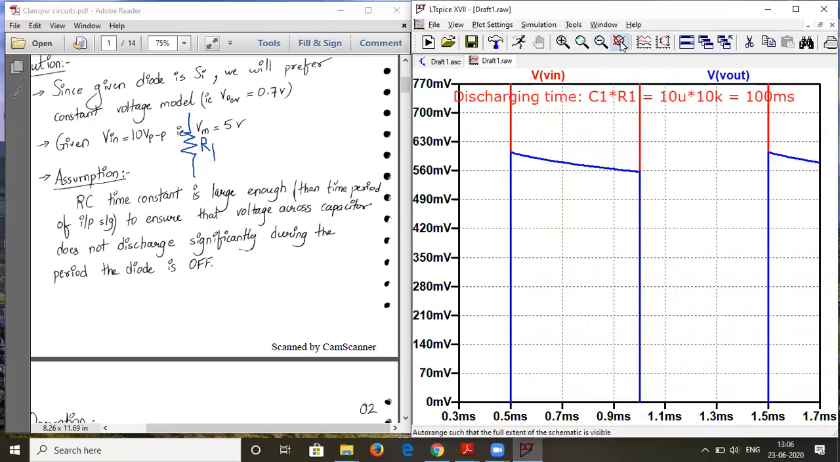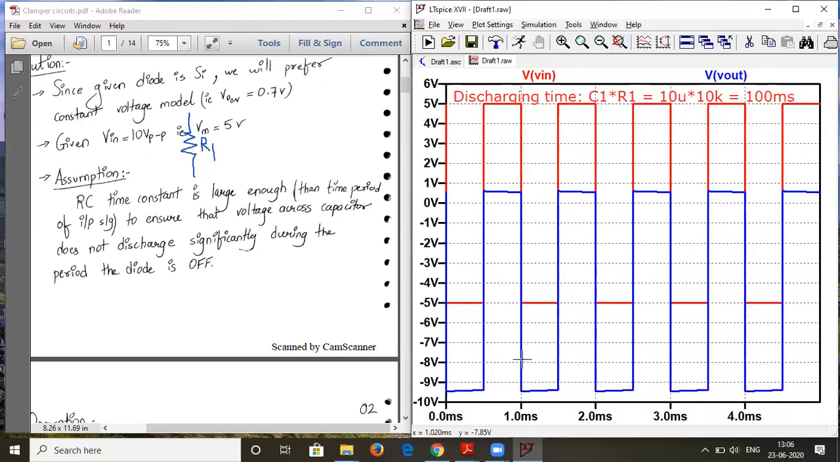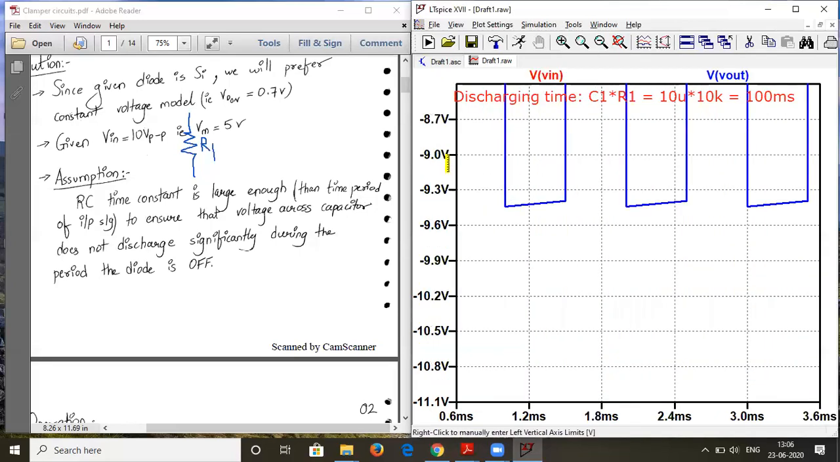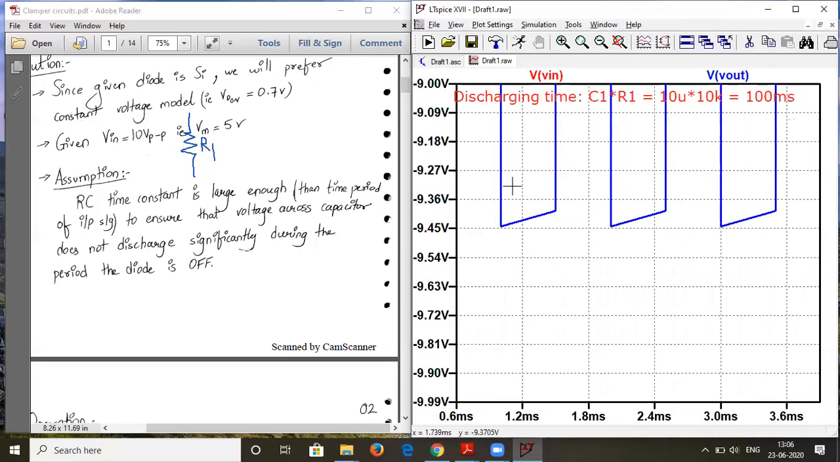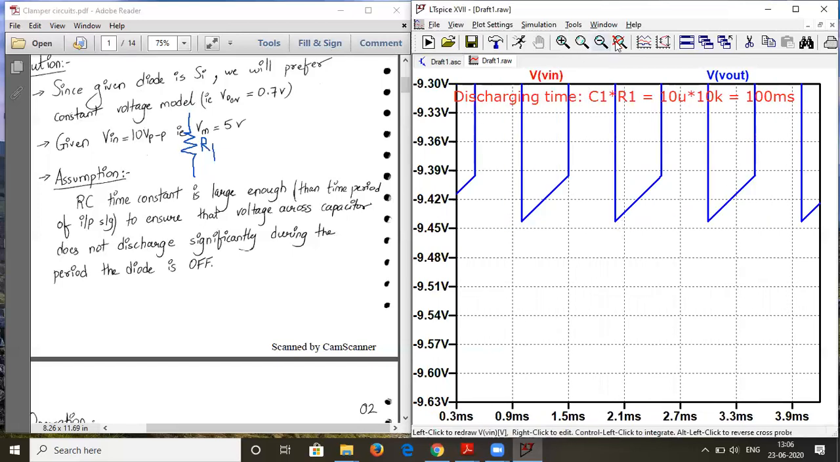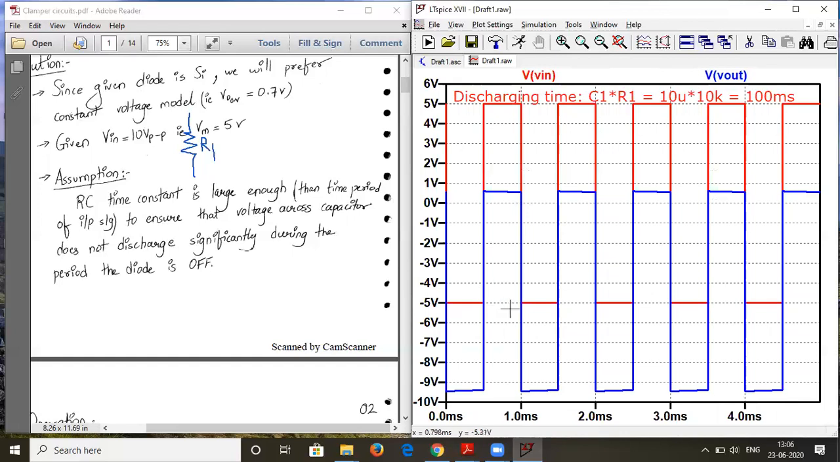Let me show you here. The diode is off over here. So that was the on, and the diode is off over here. Let us observe that. As you can see, the capacitor is discharging a little bit. It can go to zero after around 100 milliseconds. So the capacitor will discharge, but it will discharge very slowly.